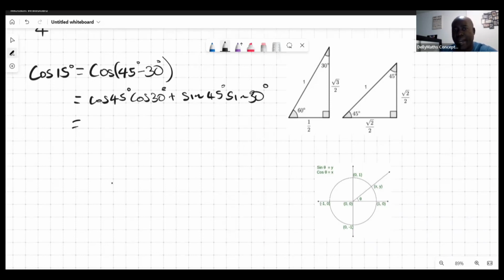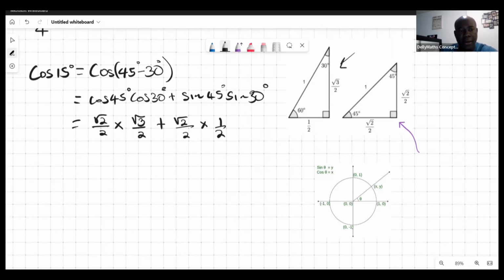So we're looking at cos 45. I'm going to be looking at this triangle right now. Cos of 45 is root 2 over 2. And I'm going to multiply that by the cos of 30 degrees. I'm going to be looking at this triangle. Cos of 30 degrees is actually root 3 over 2. And then we're going to be adding the sine of 45, and the sine of 45 is root 2 over 2. And I'm going to multiply this by the sine of 30, and the sine of 30 degrees is definitely a half.